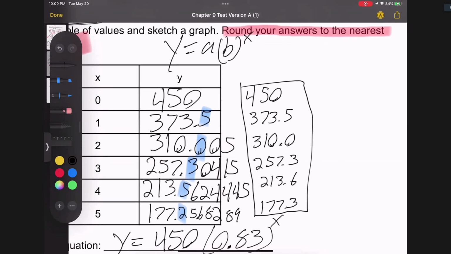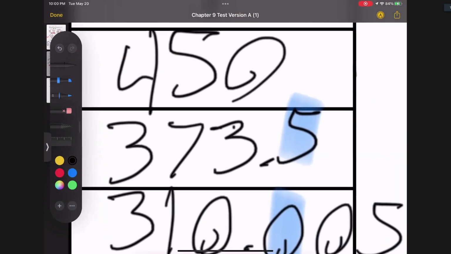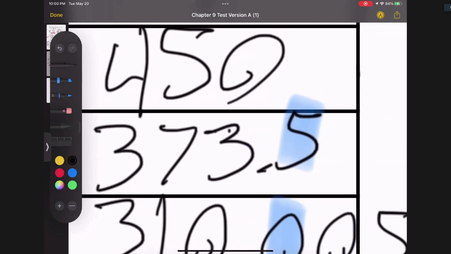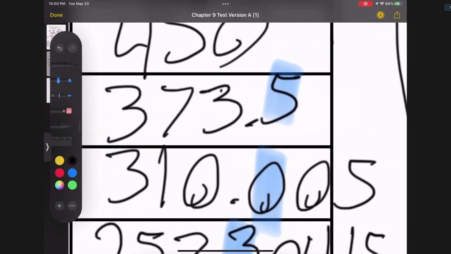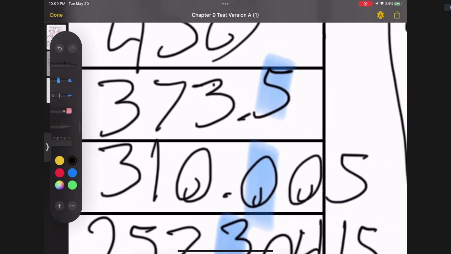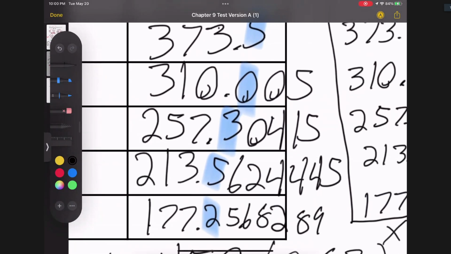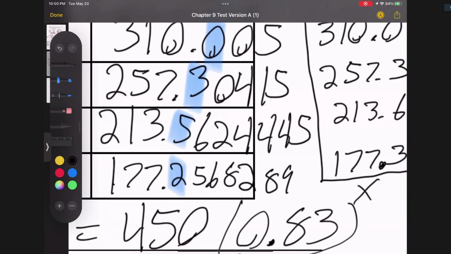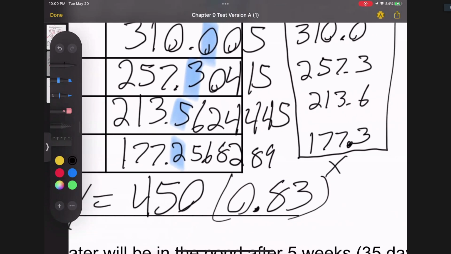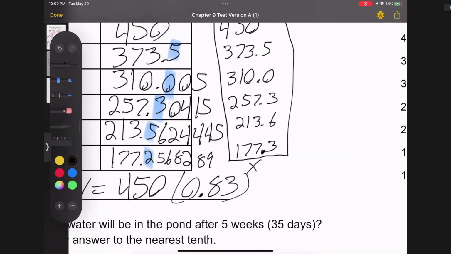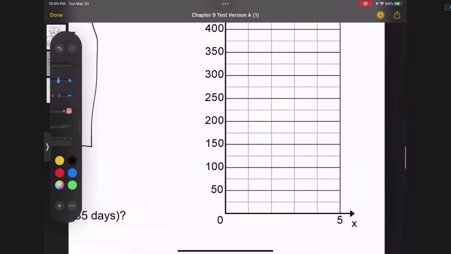Now, I recommend that when you're actually plugging these values in, you're not just rounding as you go. Say, for example, if you plug in this value, 373, and then you multiply by 0.83, because that's what you're tempted to do, and then you get this answer, and then you round, and you put 310, and then you round again, you're going to have a rounding error every single time, and that will affect your final answer right here. So always use the equation and round from the equation, not round your previous answers and then just multiply by 0.83, round, and then multiply by 0.83, then round. Always use the equation.